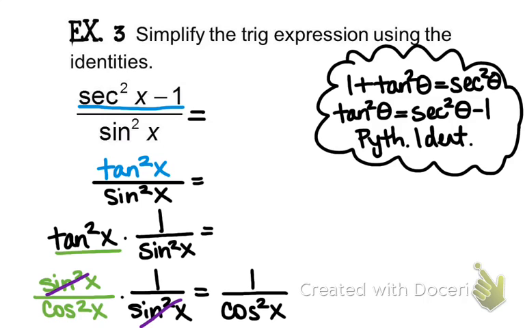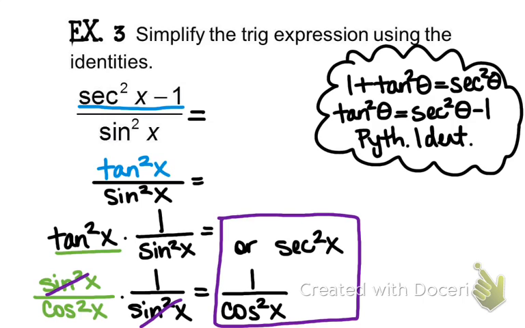So 1 over cosine squared is fine with me, or 1 over cosine squared is also going to be equal to secant squared. So either of those to me would be a correct answer if you can get to either of these places. I don't think one is any more right than the other, but different math professors would say that secant squared is more simplified than 1 over cosine squared.